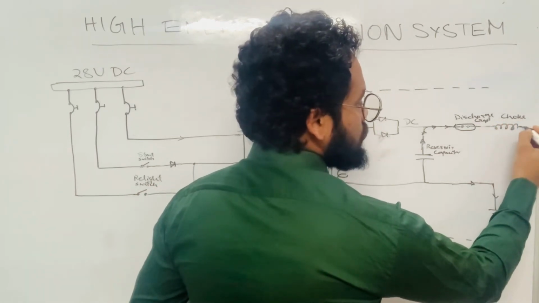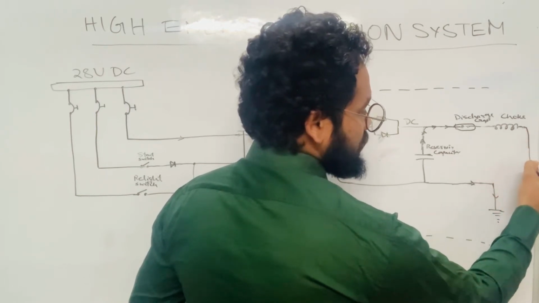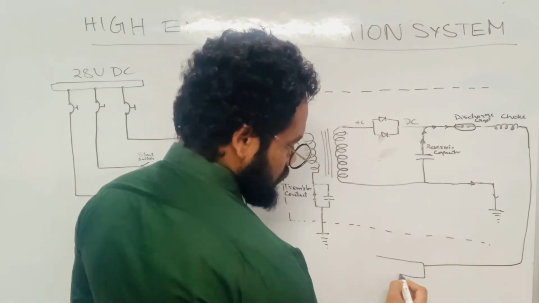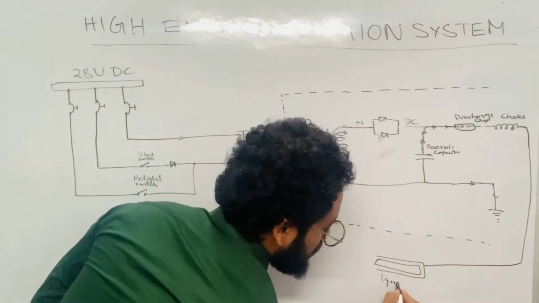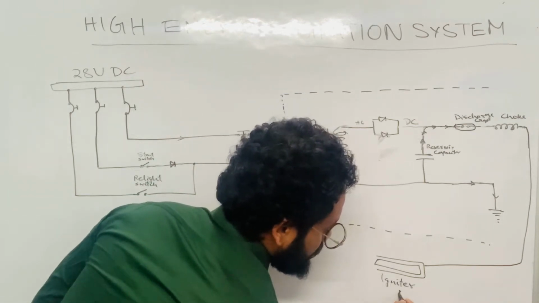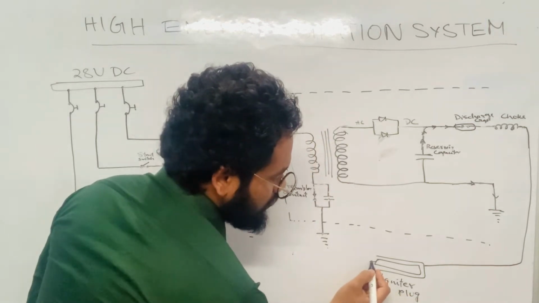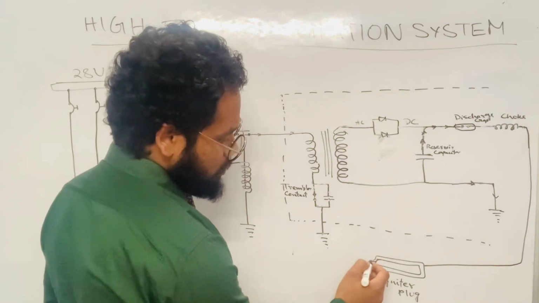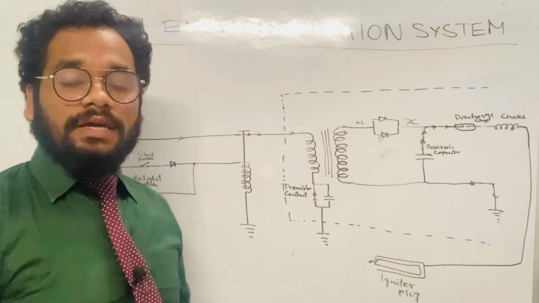The high voltage goes ahead, and by means of these high tension leads, it is given to the igniter plug. Suppose this is the igniter plug. So this igniter plug will produce spark. If this igniter plug produces spark, you know, friends, what will happen? The air fuel mixture will be ignited.